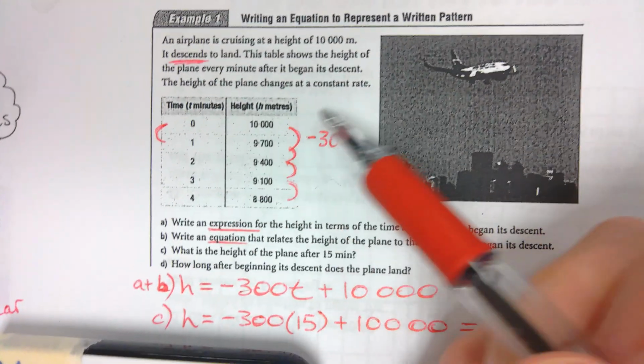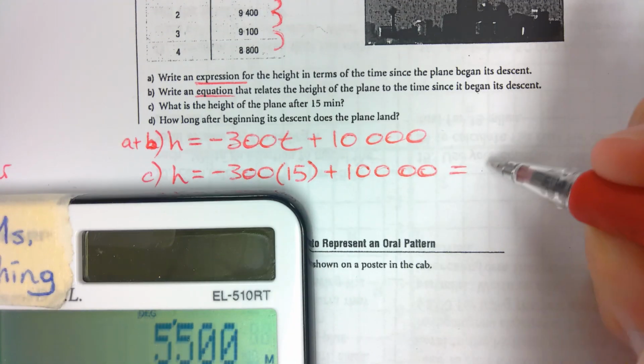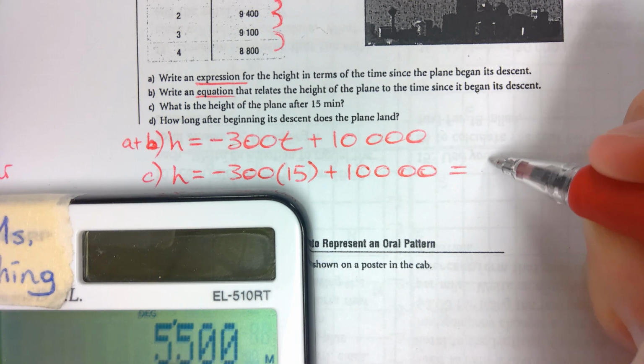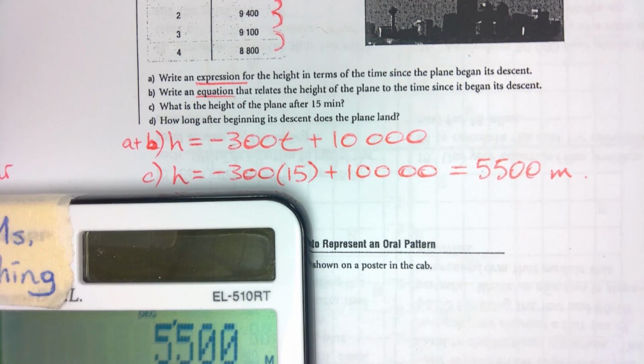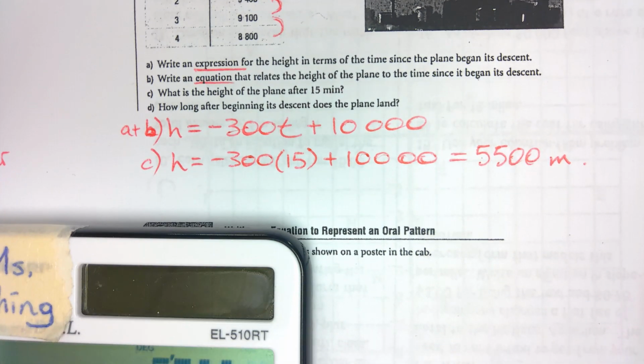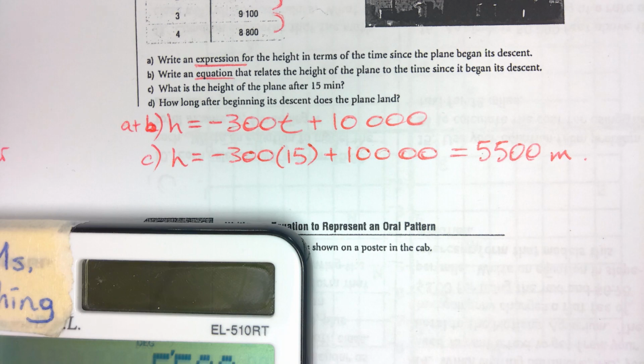Let's see. Take a look at this. Yes, meters. Okay, so look for the unit in the word problem or in the table. So 5,500 meters. Word problems always have units. Okay, how long after its descent does the plane land?